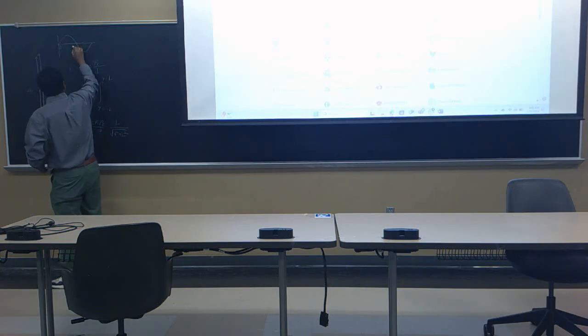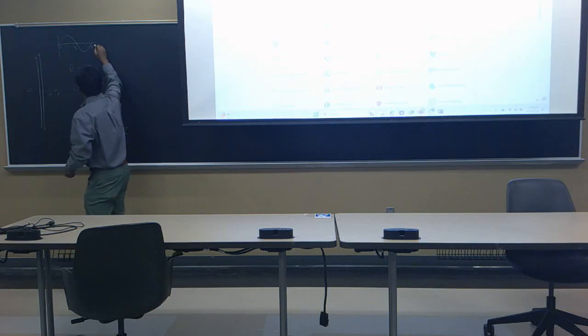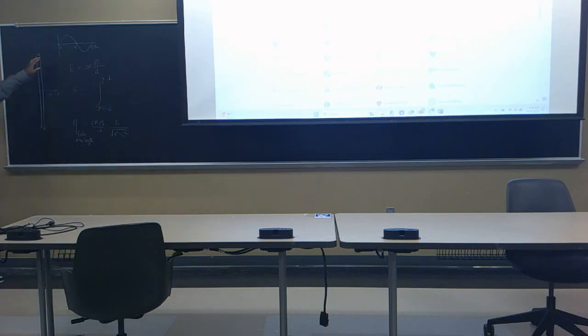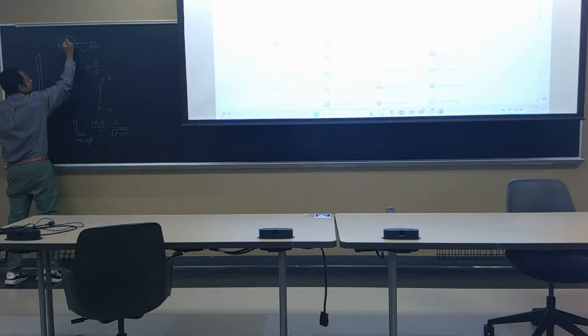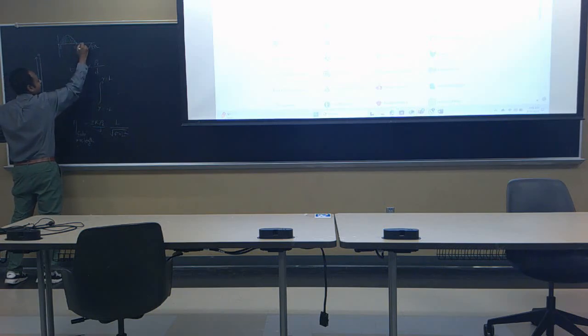This is 0, this is pi, this is 2 pi. Everyone can see it? If I integrate from here to there, what is the result? If I integrate the entire term, integration means I'm just adding up all these areas. So if I add all the areas, what will be the total result? 0. Everyone understand?